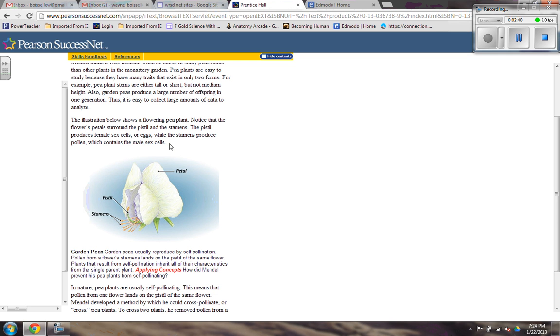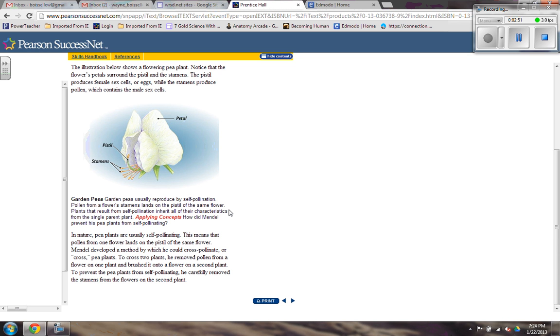Important to record that even plants have sex cells, because we're going to have big discussions about sex cells with other organisms, including humans. In nature, pea plants are usually self-pollinating. This means that pollen from one flower lands on the pistil of the same flower.